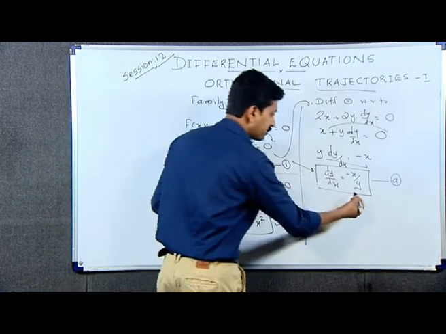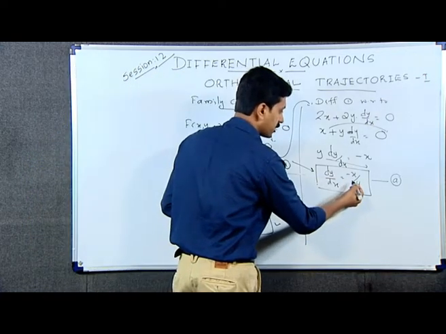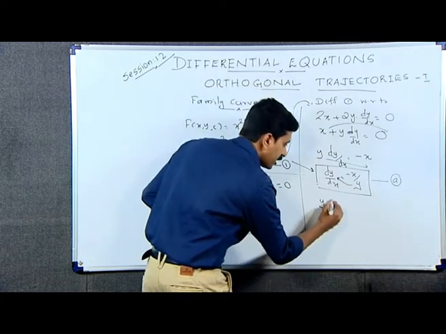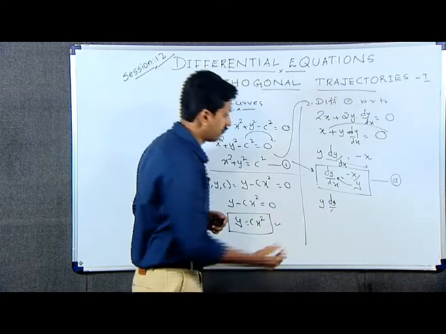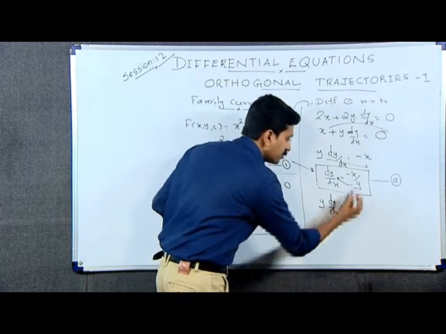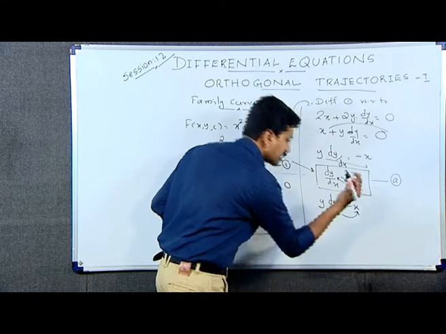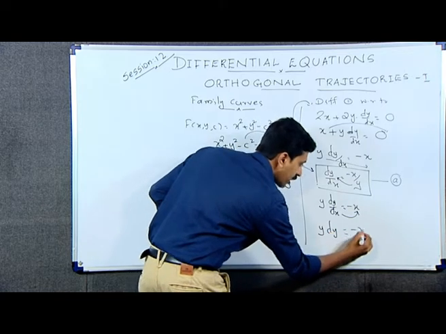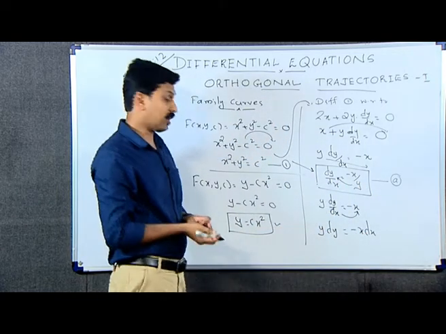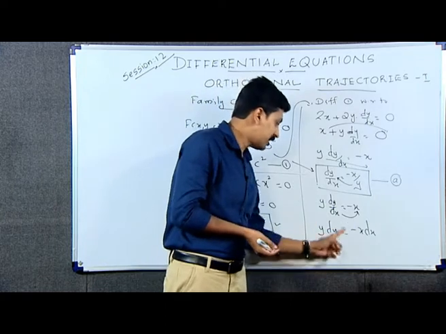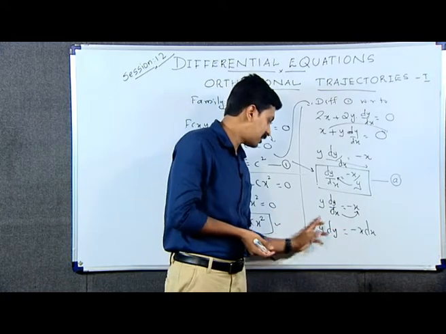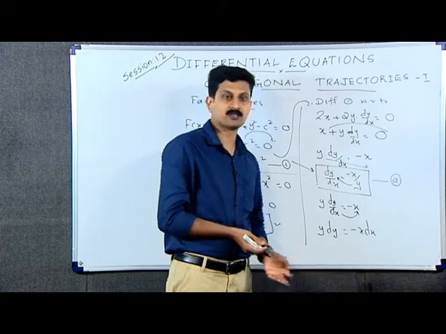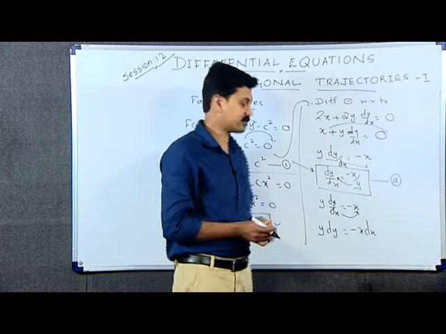See, as we have done previously, I can separate this as y dy by dx is equal to minus x. I am taking dx to the other side, y dy is equal to minus x dx. So, as we discussed earlier, this is the separable method. On the left side, the term containing y only, and on the right side, the term containing x only. So, easily we can integrate and we will have a solution from here.